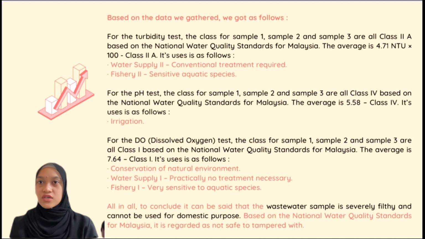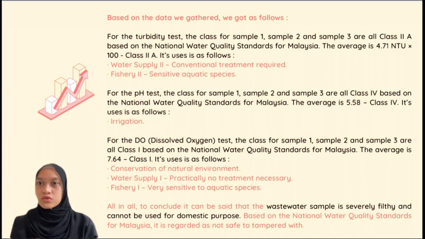class 1 based on the National Water Quality Standards for Malaysia. The average is 7.64 in class 1. Its uses is as follows. Firstly, conservation of natural environment. Secondly, water supply, practically no treatment necessary. And lastly, fishery, very sensitive to aquatic species.